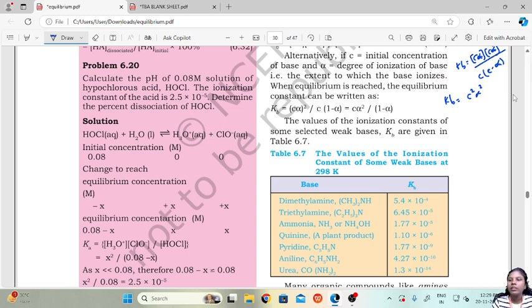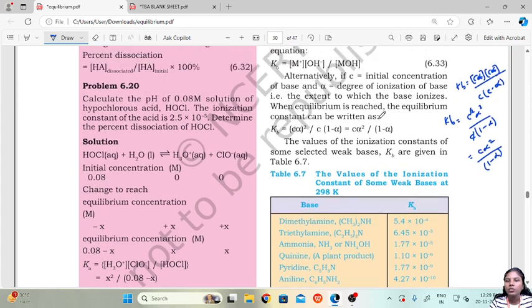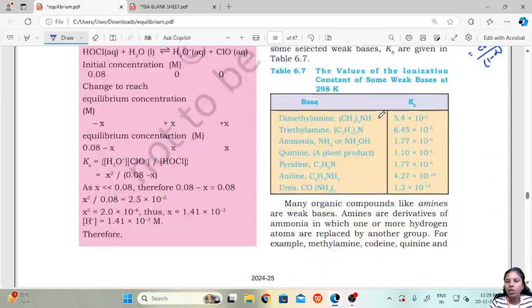Okay, C alpha square, I am taking C out common. What is left? 1 minus alpha. Here this C and this square C I can cancel, so C alpha square upon 1 minus alpha is remaining. So that is what remains here, which is the base ionization constant.